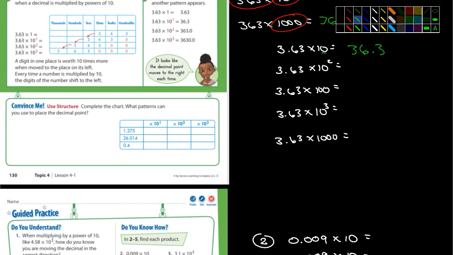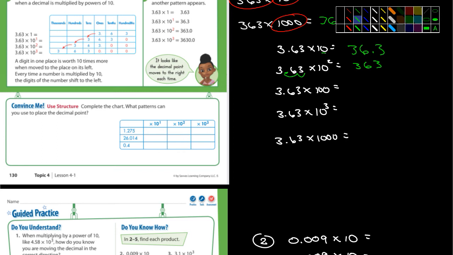3.63 times 10 squared. Where's the decimal going to be? Here it is right here, after the 6. Times 10 squared, 2 places. So it'll be after the 3. After the 3. 1, 2 places. So it's 363. You see, I moved it 2 places because it's times 10 squared.